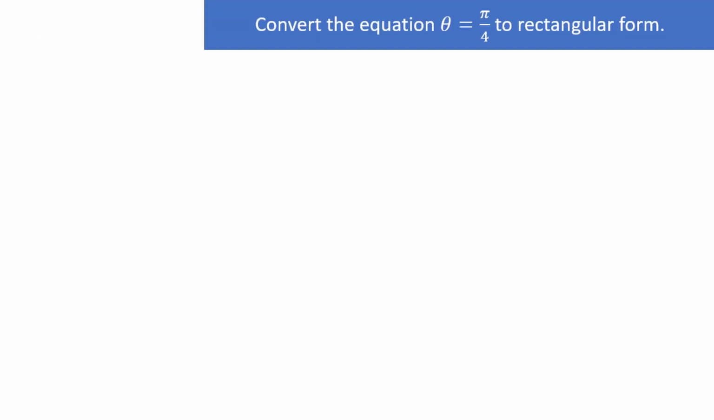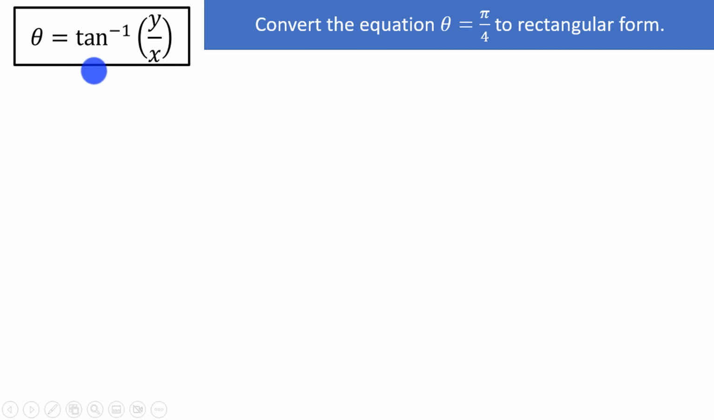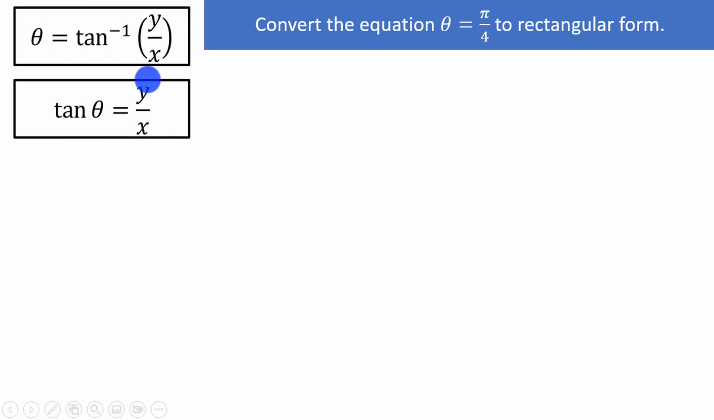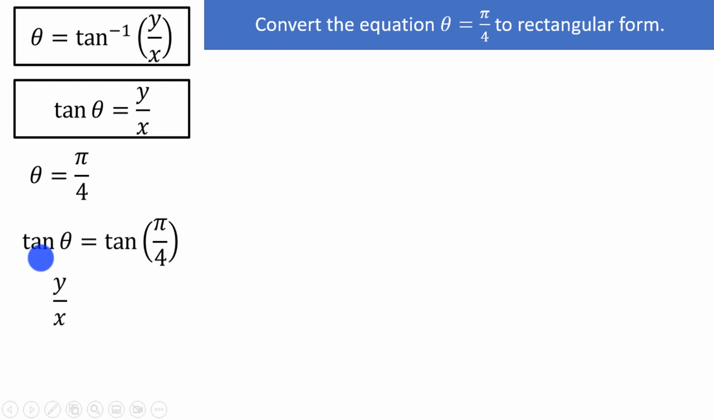Let's try this one. We are asked to convert the equation theta is equal to pi over 4 into rectangular form. We know that theta is equal to the inverse tangent of y over x. The form of this equation before we took the inverse of both sides was that tangent of theta is equal to y over x. We can use this to help us solve this problem. If theta is equal to pi over 4, we can take the tangent of both sides. We will get tangent of theta is equal to tangent of pi over 4. But tangent of theta is the same thing as y over x, so we can substitute y over x in for tangent of theta. We will get y over x on the left-hand side.